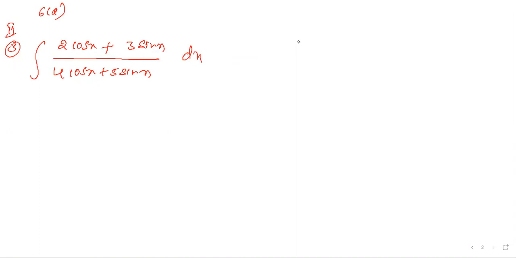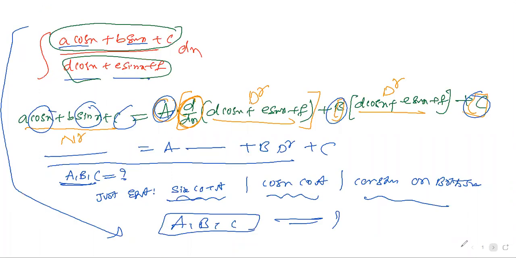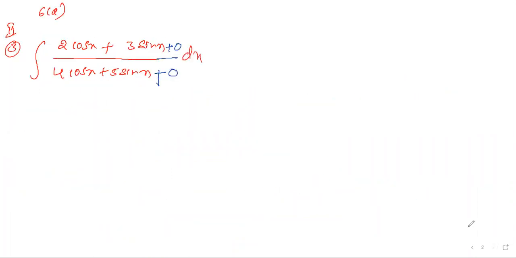This question looks like the previous model: a cos x plus b sin x, we don't have a c, so take it as 0, nothing wrong in that. Plus 4 cos x plus 5 sin x, a b c d e f. f is not available, so take it as 0. So like this, it fits the model that I applied previously. Okay, let us start applying the model which we have learned.